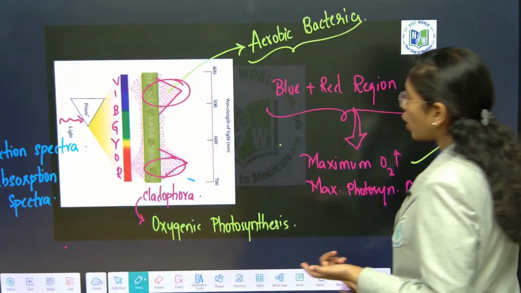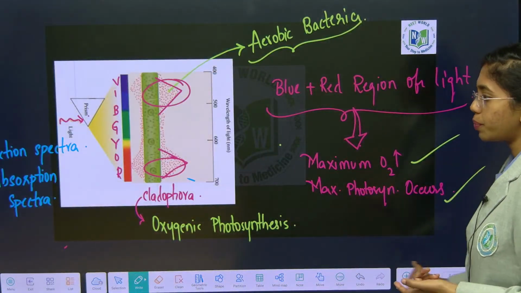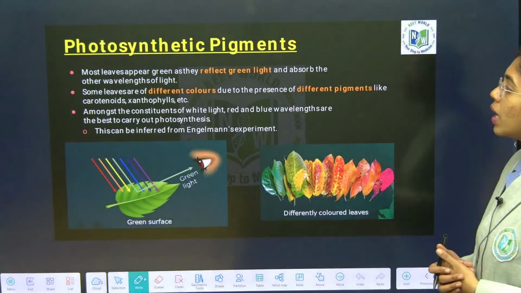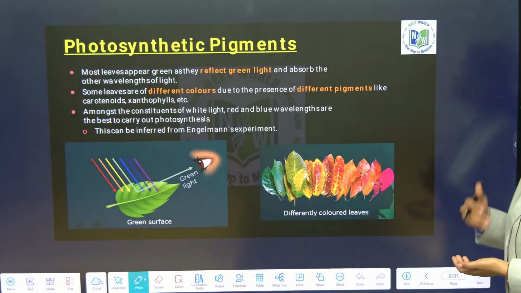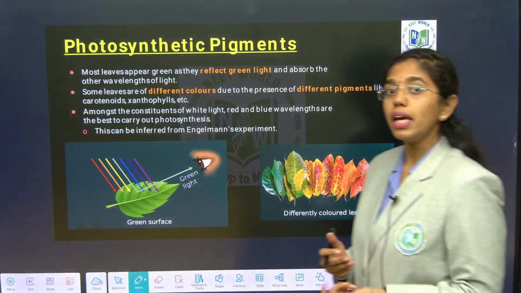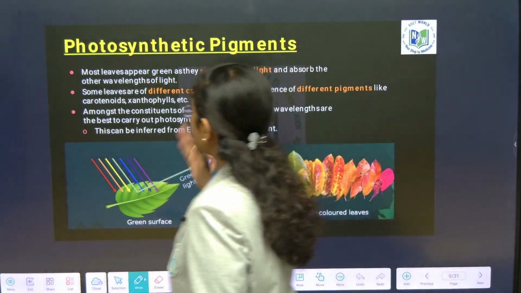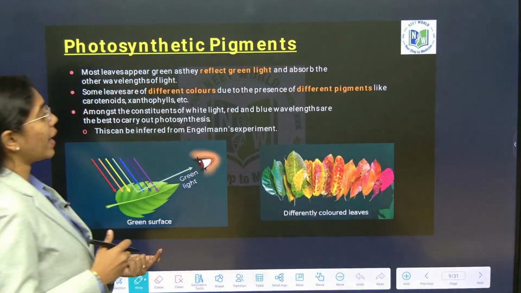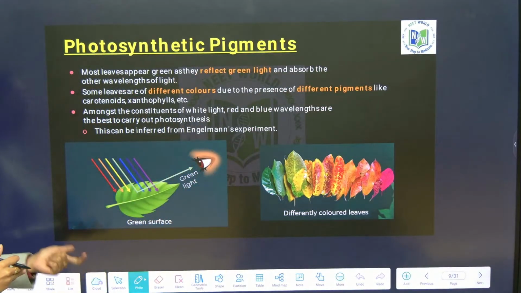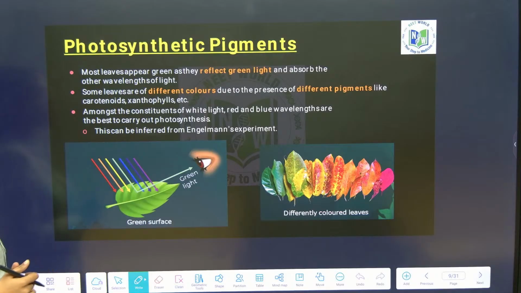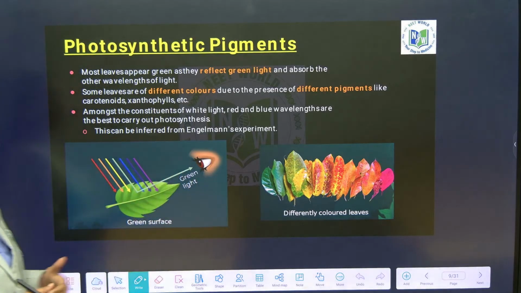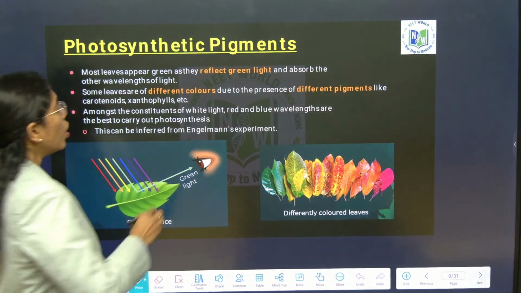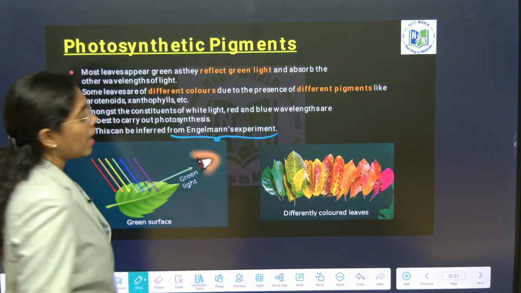Here, what is the model organism, what is the procedure of the experiment, you have to be clear with it. And some leaves are of different colors due to the presence of different pigments. The pigments can be carotenoids and xanthophylls. Amongst the constituents of white light, red and blue wavelengths are the best to carry out photosynthesis. Okay, red and blue lights are best to carry out photosynthesis. This is what is proved by Engelmann's experiment.